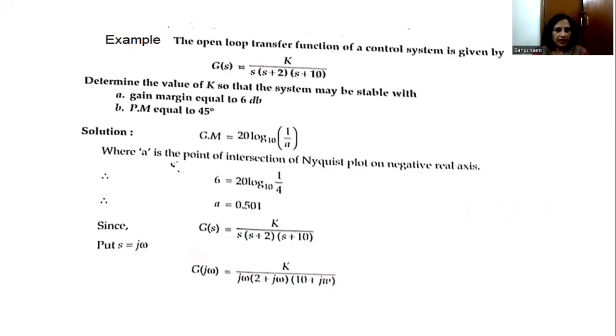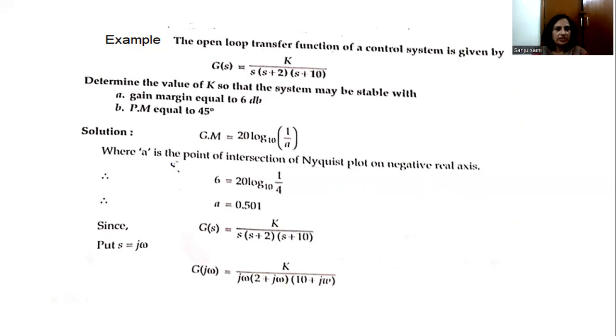Then another type of question that we can do with the help of the Nyquist plot is shown in this example. The open loop transfer function of a control system is given by G(s) equal to this. We have to determine the value of K so that the system may be stable with gain margin equal to 6 dB, first case, then phase margin equal to 45 degrees. In the first case, gain margin is given. Gain margin is basically the factor by which the gain can be increased so as to bring the system to the verge of instability.